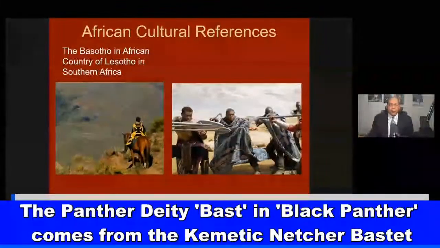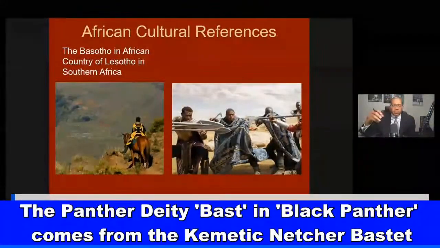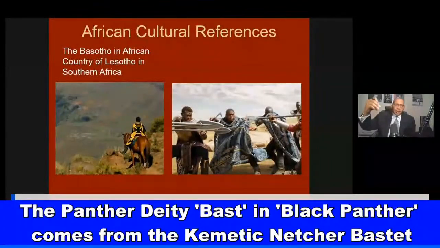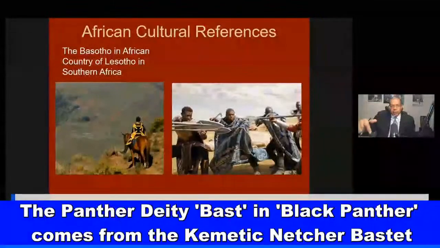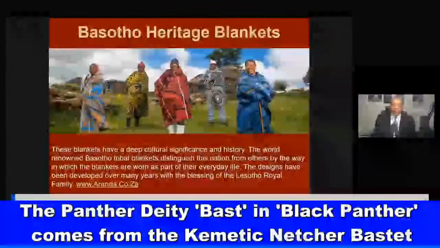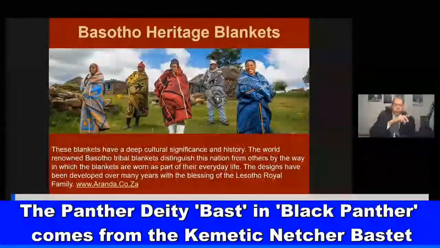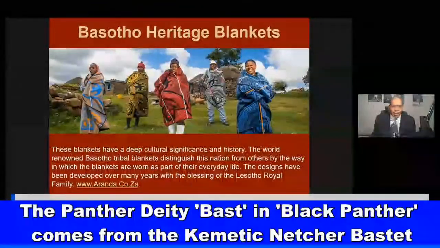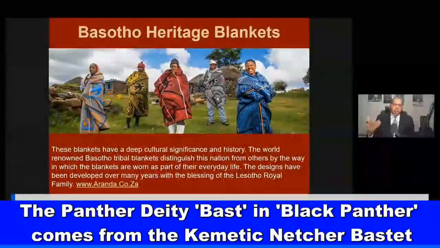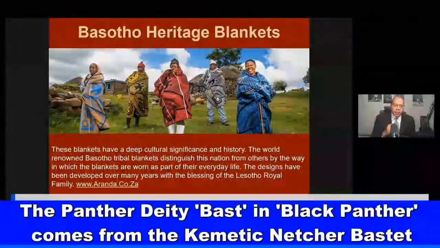The Basotho, who are from Lesotho, which is an enclave inside of South Africa. It's a country within a country. They have these blankets that we saw incorporated into Black Panther. These are cultural blankets, the Basotho heritage blankets. These blankets have a deep cultural significance and history.